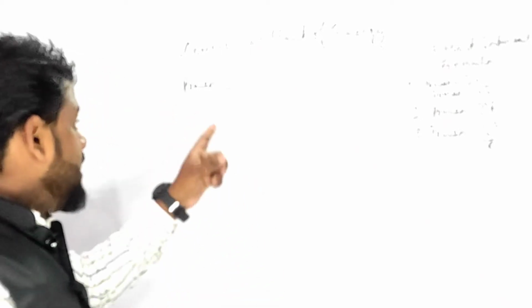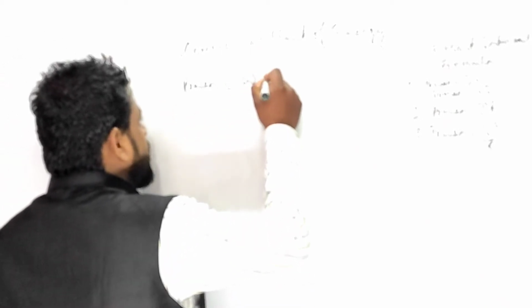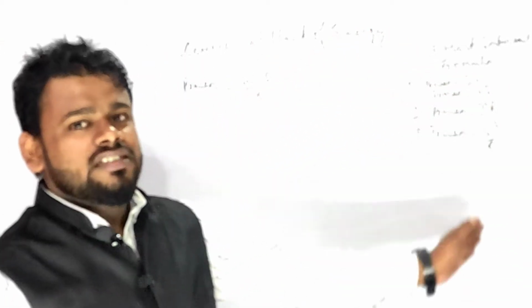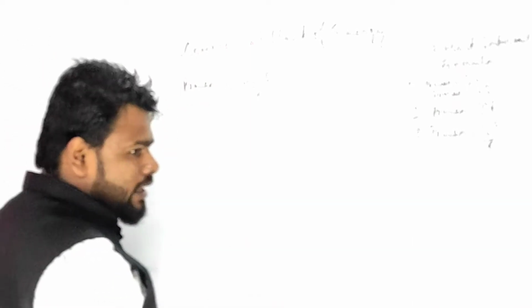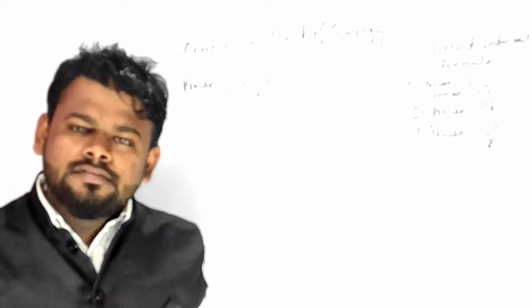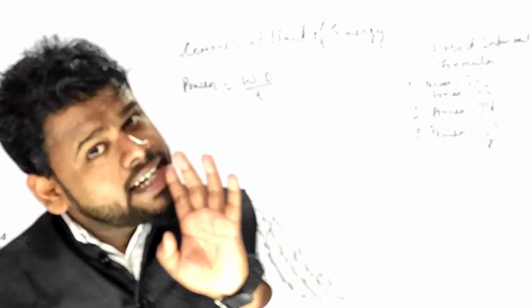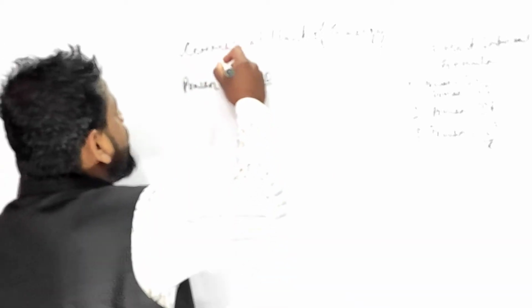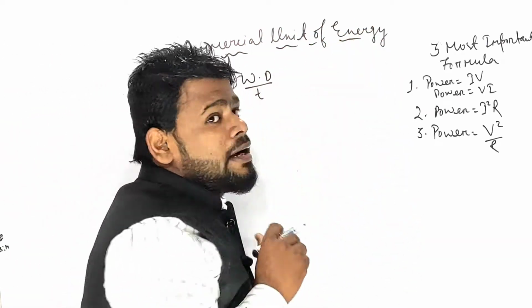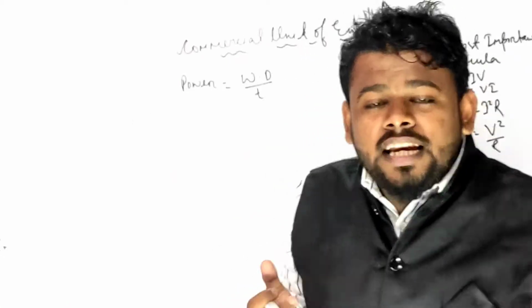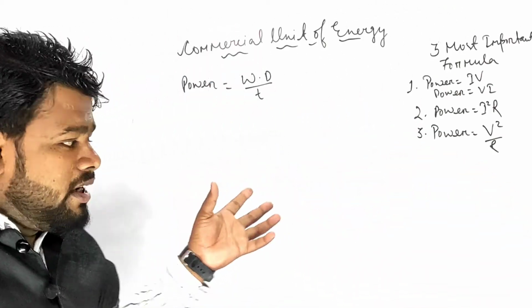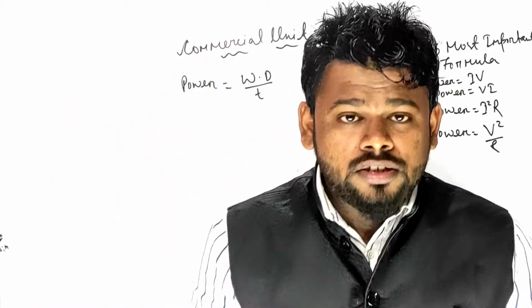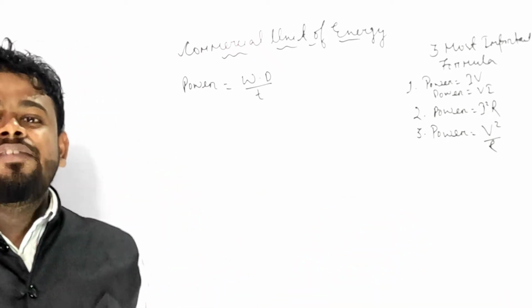The main formula of power is work done upon time. This is the main formula. From this only you people have got these 3 formulas, right? So work done upon time. Work done means energy. Yes or no? Yes. I am talking about the commercial unit of energy. What is the commercial unit? The electricity at home. When the electrician comes from the electric office, they come with some device, type something, and give an invoice to us.